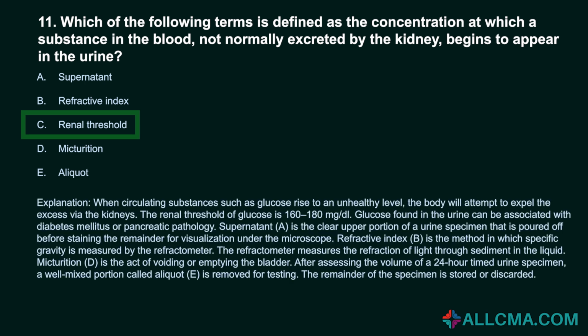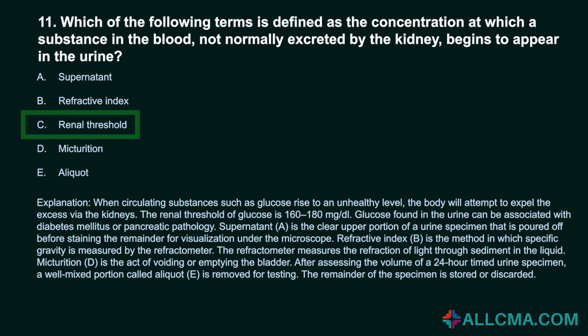When circulating substances such as glucose rise to an unhealthy level, the body will attempt to expel the excess via the kidneys. The renal threshold of glucose is 160 to 180 mg/dL. Glucose found in the urine can be associated with diabetes mellitus or pancreatic pathology.